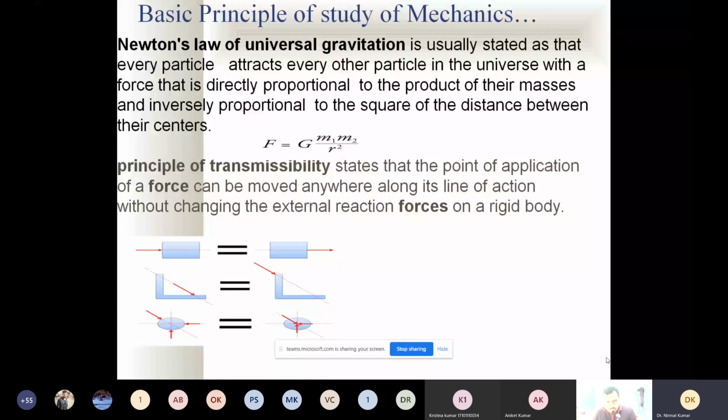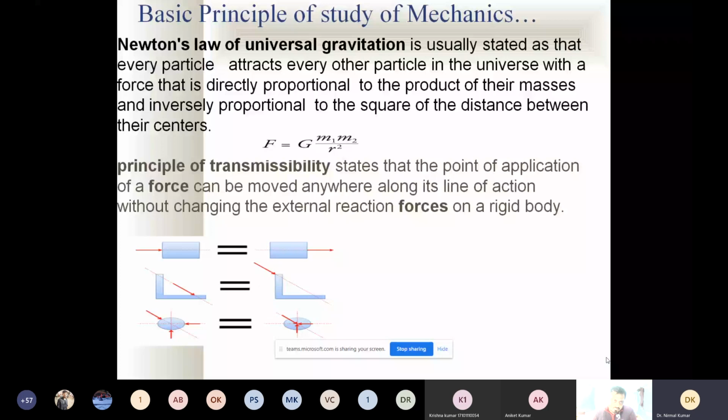This is a very important principle to learn mechanics, engineering mechanics. The statement is like this: it states that the point of application of a force can be moved anywhere along its line of action without changing the external reaction forces on a rigid body. The effect will remain the same. I have reproduced it in three figures.